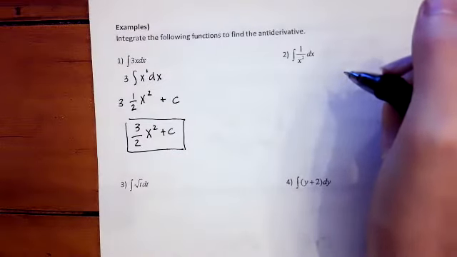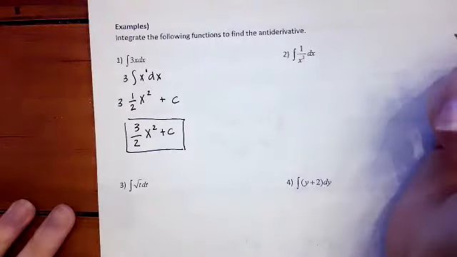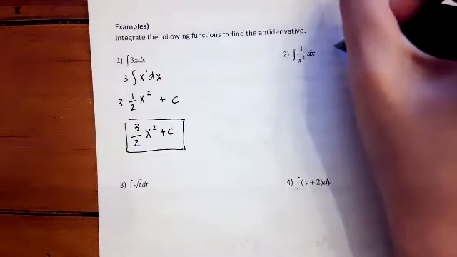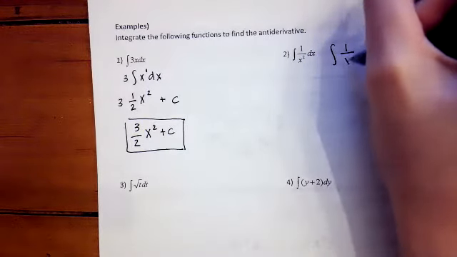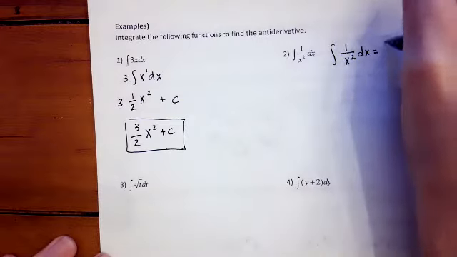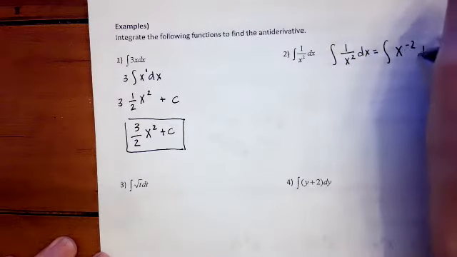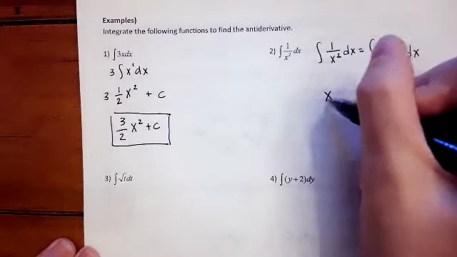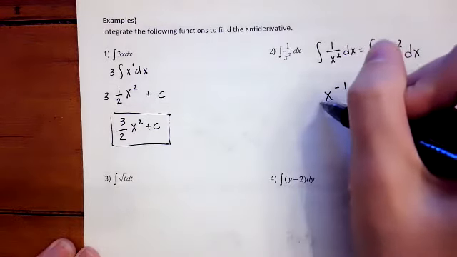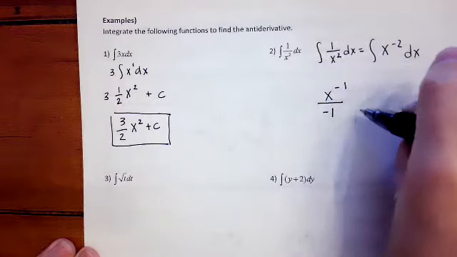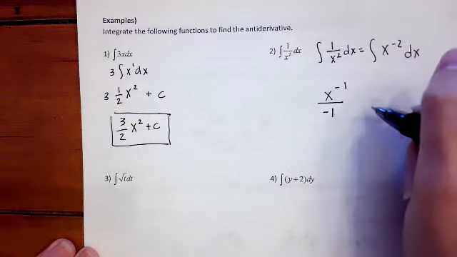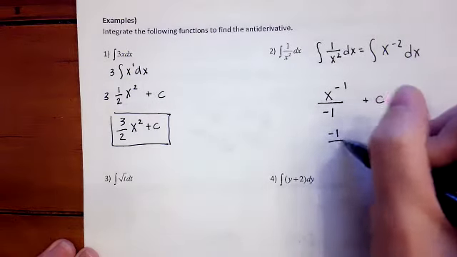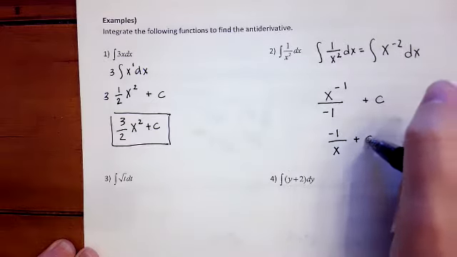This next one, I have 1 over x squared. Just like with derivatives, I may want to rewrite my integrals. So I can rewrite 1 over x squared as x to the -2. When I add 1 to my power, I now have x to the -1. And then I divide by my new power and multiply by the reciprocal. Add my plus c. So my final answer is going to be -1 over x plus c.